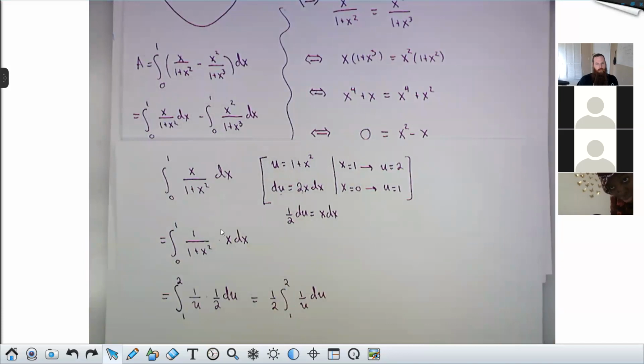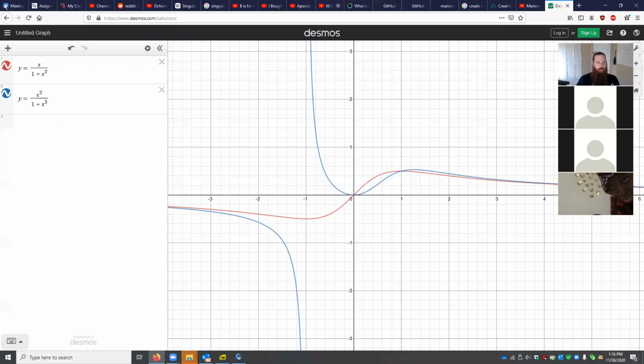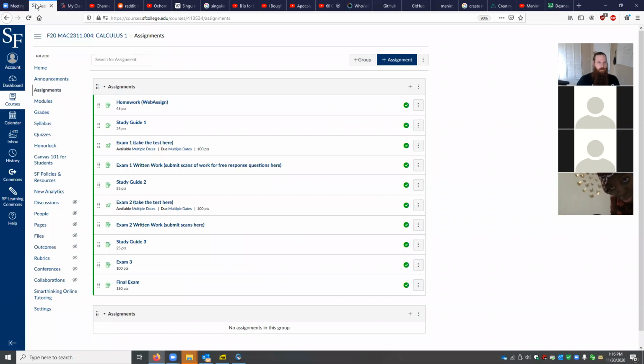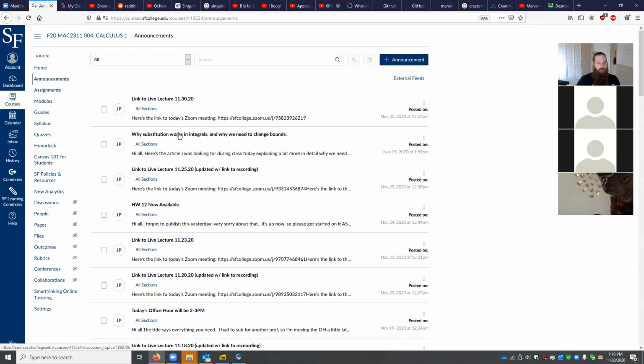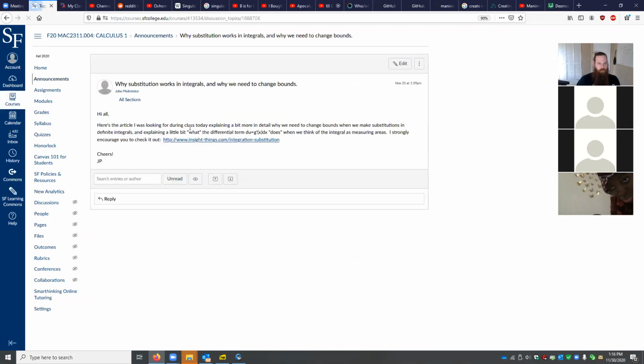Does everybody see why this is this? I did find for you guys, by the way, that article that I mentioned in class about why we need the differentials, why substitution works, and why we change the bounds.